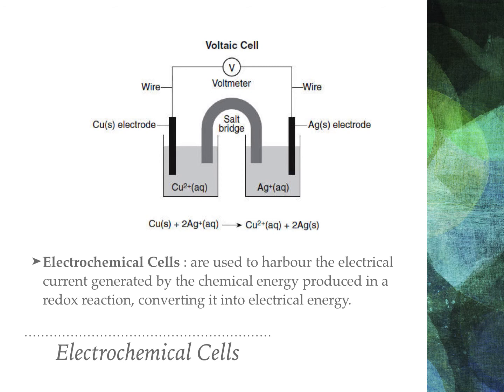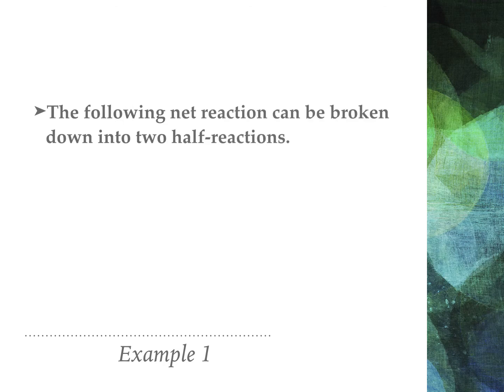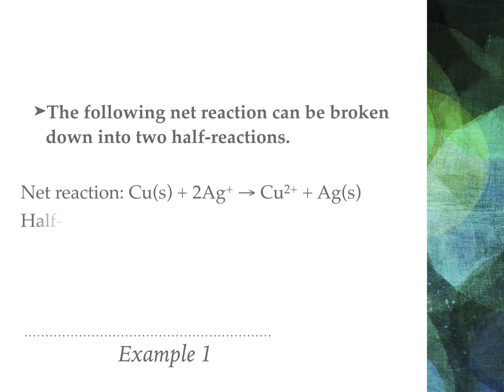You may have noticed that the two species are separated into two halves. A half reaction splits up an overall reaction to illustrate the gain or loss of electrons by one of the reacting species. Let's take a look at an example. The following net equation can be broken down into two half reactions. Here, solid copper reacts with a silver ion to form a copper ion and solid silver. Let's take a look at how we can break this down.